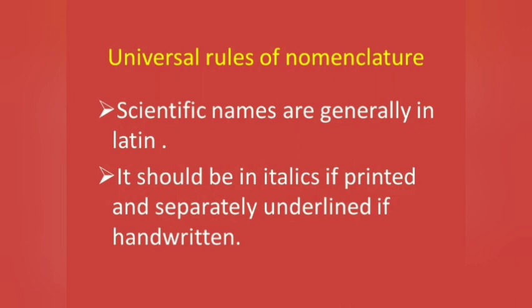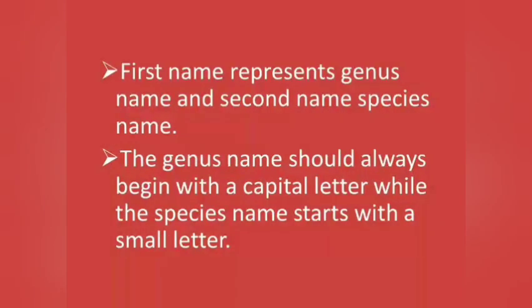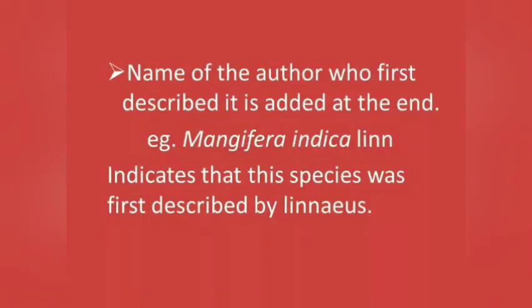Universal rules of nomenclature. Scientific names are generally in Latin. They should be in italics if printed and separately underlined if handwritten. First name represents genus name and second name species name. The genus name should always begin with a capital letter while the species name starts with a small letter. Name of the author who first described it is added at the end.